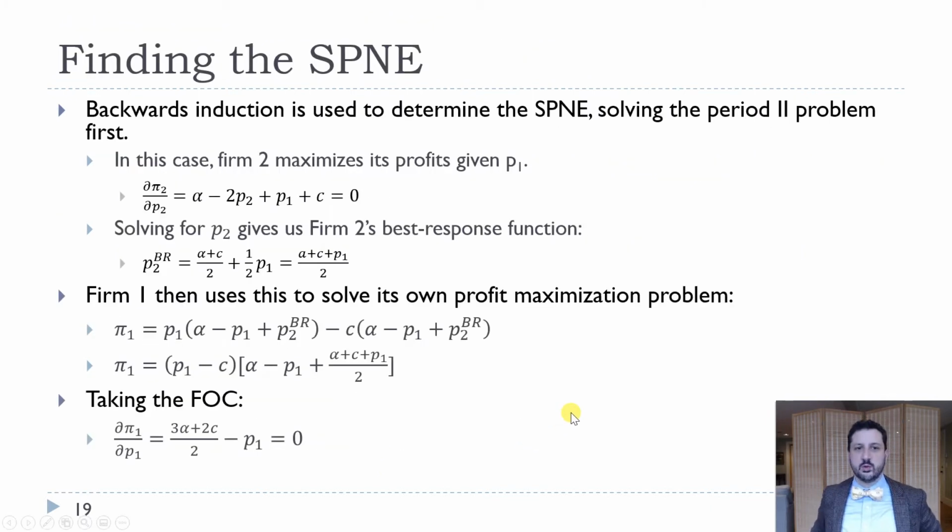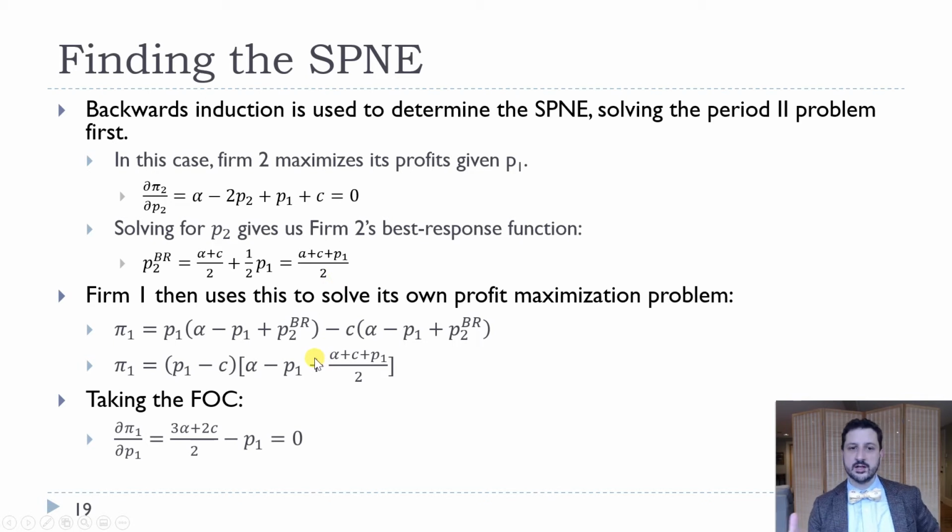So we need to use backwards induction again. So we're going to solve the period 2 problem for firm 2 first. And so we maximize firm 2's profit function given P1. So we just treat P1 as a constant. And we get alpha minus 2P2 plus P1 plus C equals 0. And then we solve that for P2. And so P2's best response, given any price for P1, is going to be alpha plus C over 2 plus 1/2 P1. Or we could just put everything over 2 and say alpha plus C plus P1 over 2.